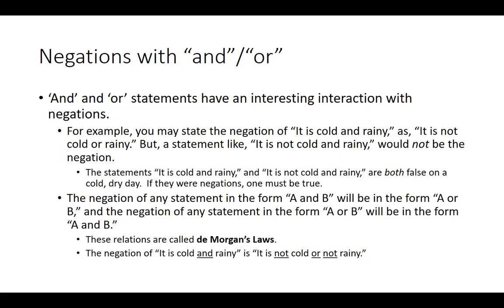These relations are called De Morgan's laws. So, for example, the negation of it is cold and rainy is it is not cold or not rainy. We give the not to both pieces, change the and to an or. If it was an or statement we were taking the negation of, we would give the not to both pieces, and we would change the or to and.